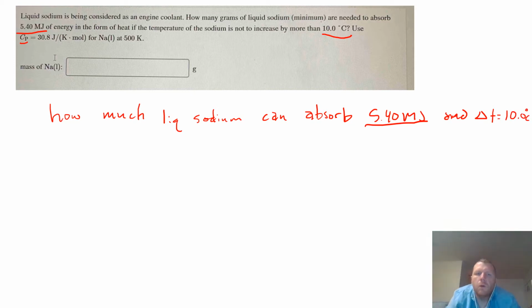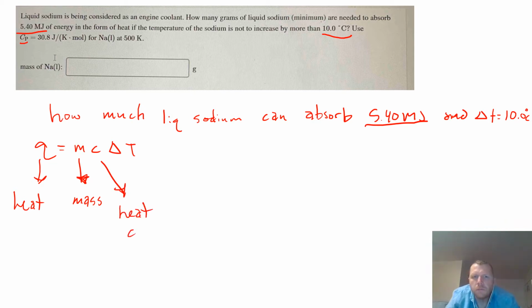Okay. Now, the way that you need to approach this is you need to use the equation Q equals mc delta T. Okay. Now, Q is going to be the heat. M is going to be the mass. C is the heat capacity. And delta T is your change in temperature. We actually have a number of these values, but there's one value that we need to manipulate a little bit, and that is that Cp.